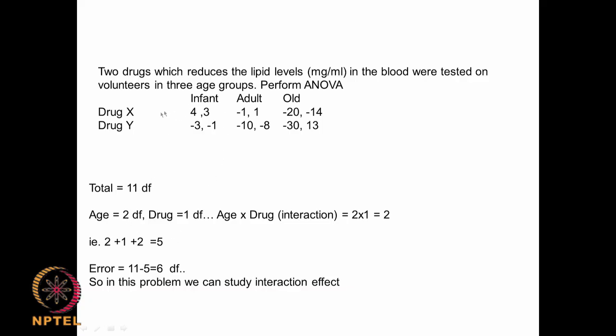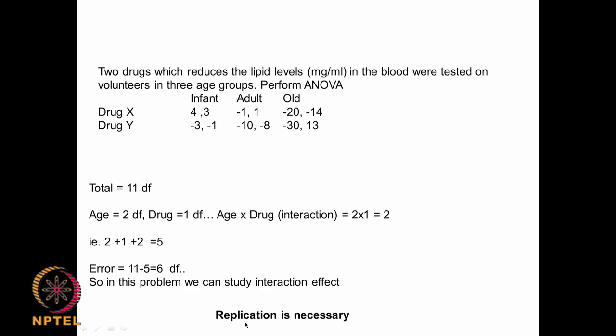Age is 2 degrees of freedom, drug is 1 degree of freedom, age into drug, you multiply this by this, so you get 2 degrees of freedom. So, they all add up to 5, 11 minus 5 is 6 error degrees of freedom. So, we can determine what is the error sum of squares, then we can determine what is the mean error sum of squares, then we can determine the F for the interaction also. You understand? Okay. Let us look at problems using interactions also, because as I said, interaction is very, very important.